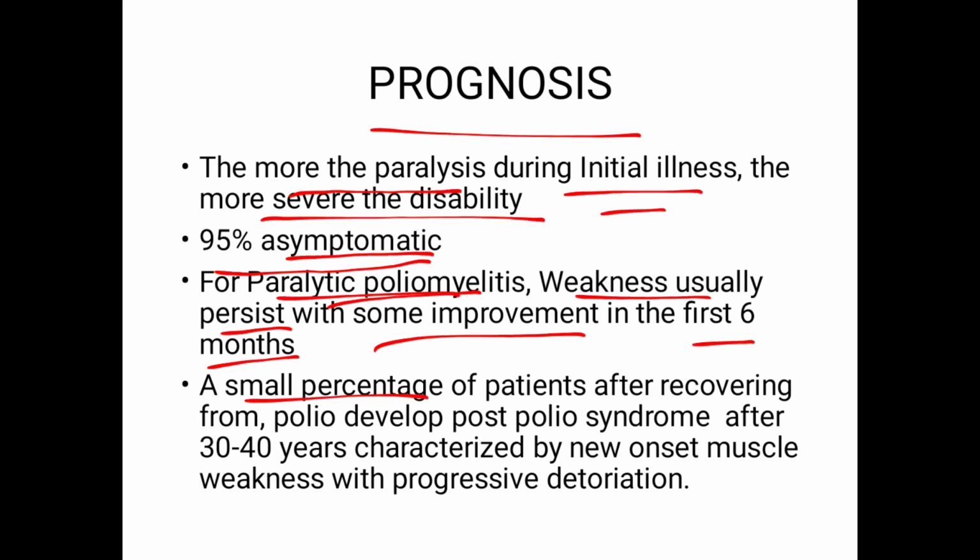A small percentage of patients who recover from poliovirus develop post-polio syndrome after 30 to 40 years, which is characterized by new onset of muscle weakness with progressive deterioration. Remember, we talked about how the weakness usually improves with collateral sprouting. So in post-polio syndrome, it doesn't mean that the person has got polio once again. It means that as a result of the aging process, the axons are being destroyed. So the patient's muscles are being weakened as a result of that destruction of neurons due to the aging process, and not due to the recurrence of polio.